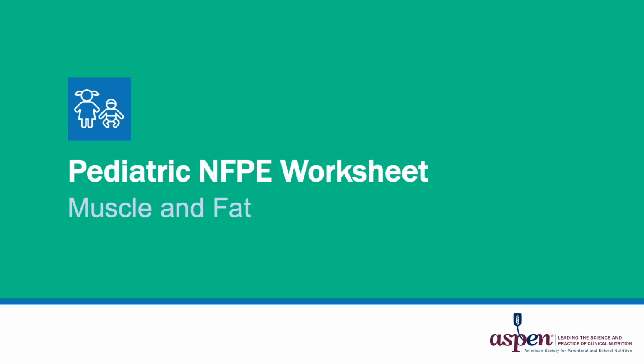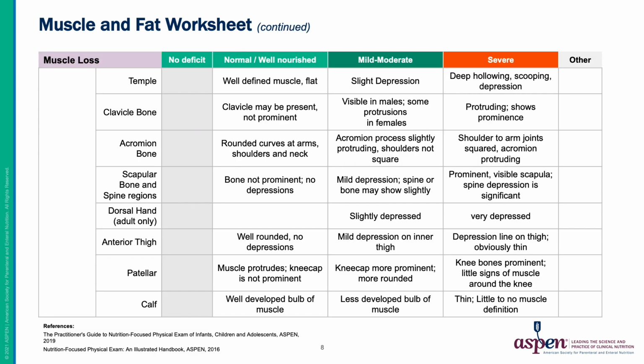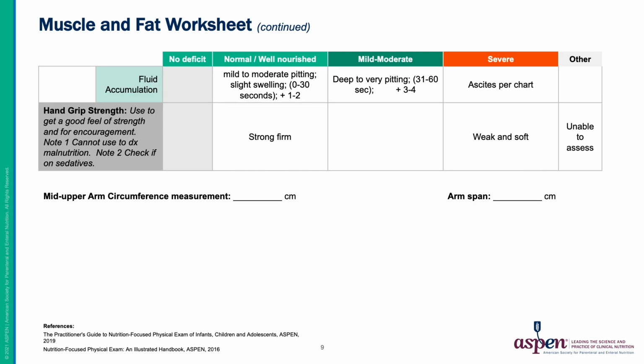Starting with muscle and fat loss, the way I use this worksheet is if no deficits, I'll put a check here or simply draw a line through it. If I see a deficit, I will circle in the corresponding box, or if the parents or the teenager list anything of concern, then I'll simply document here. While muscle and fat loss in pediatrics are not currently part of the malnutrition diagnosis, it can be used to support your diagnosis. Note any fluid accumulations here and list locations over here.